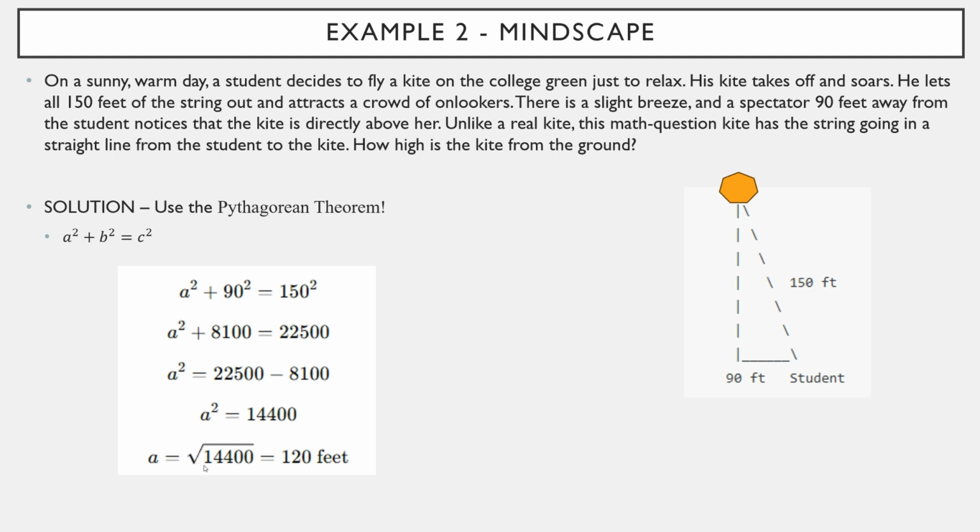Well, just to get a, you take the square root of that. And that kite, even though the string is 150 feet, remember it's shooting at an angle. The height of the kite is 120 feet in the air.